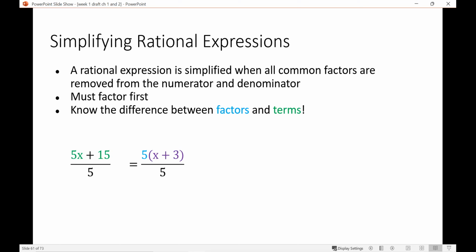Okay, so now we factor the numerator and we see that there's a factor of 5 in all the terms of the numerator. Now that we're completely factored, we can cancel out those common factors of 5 in the numerator and denominator. Okay, so that's simplifying rational expressions. You've probably done this before.